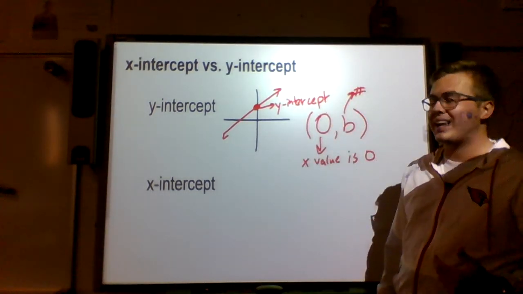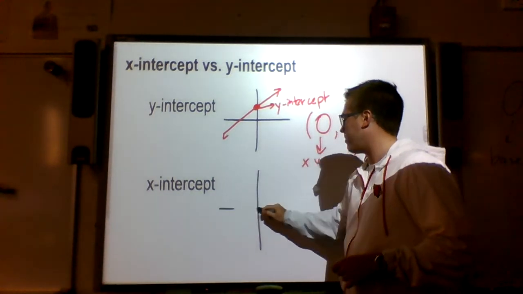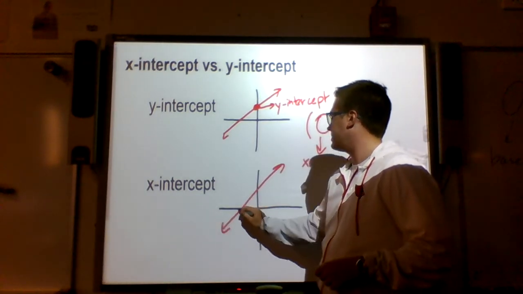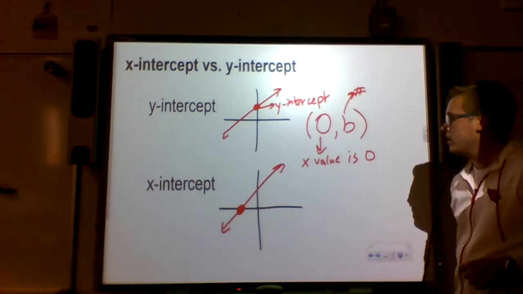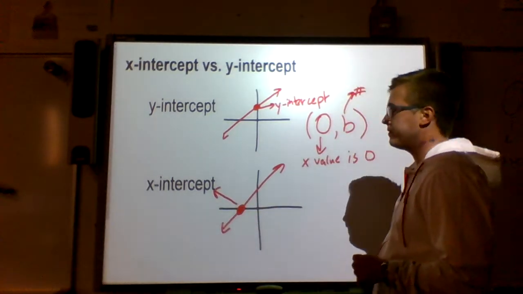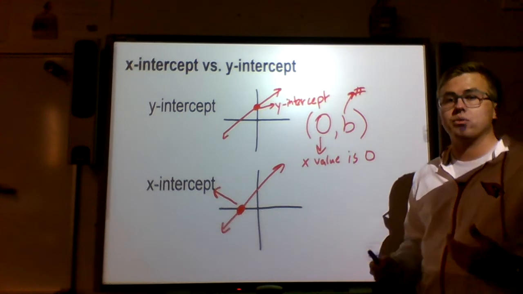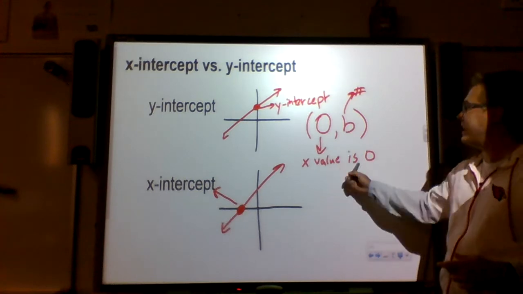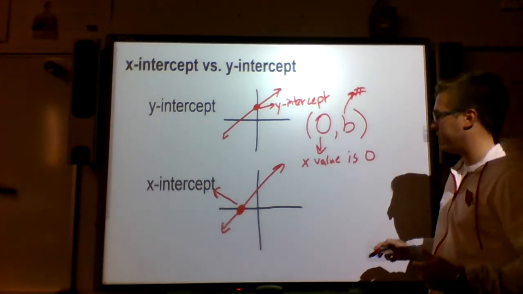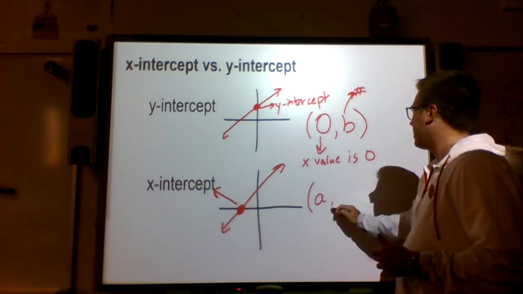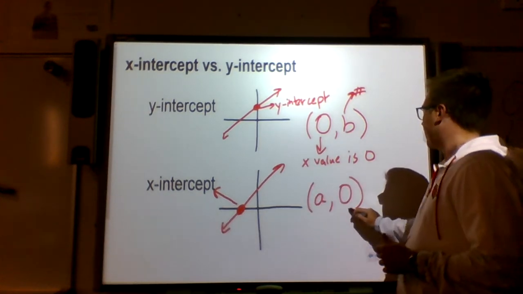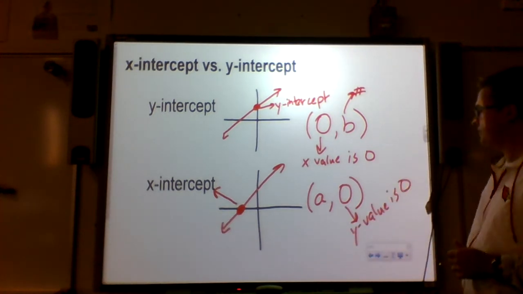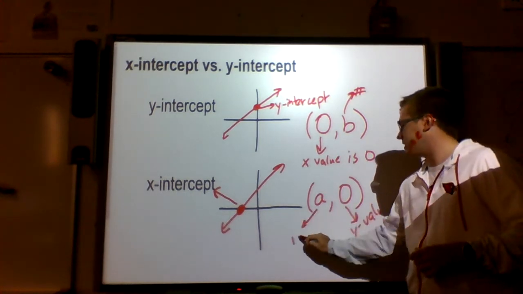Very similar when we're looking at the x-intercept. If I draw my graph, if I draw one similar to this one here, my x-intercept is going to be here. That's my x-intercept. Now, what is that point going to look like? Well, it's going to be the opposite of what our y-intercept looks like. Instead of the x value being 0, the y value is going to be 0. So it's going to be a, 0. So that means the y value is 0.